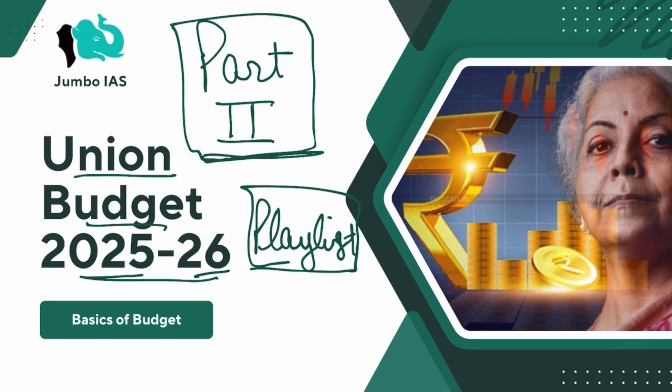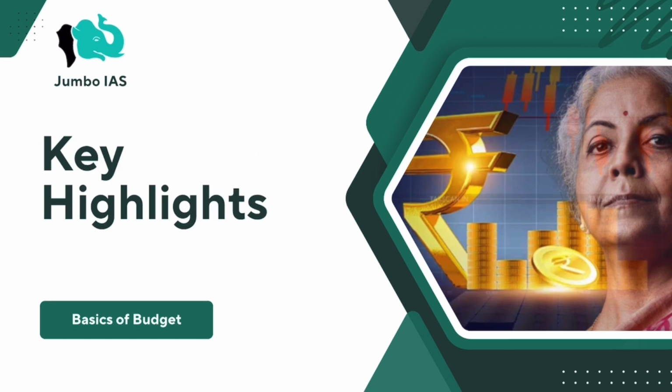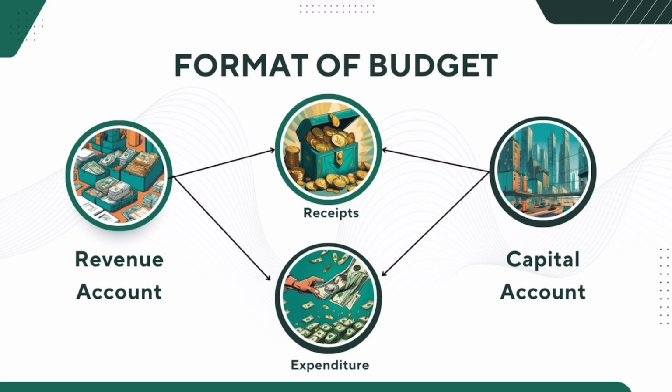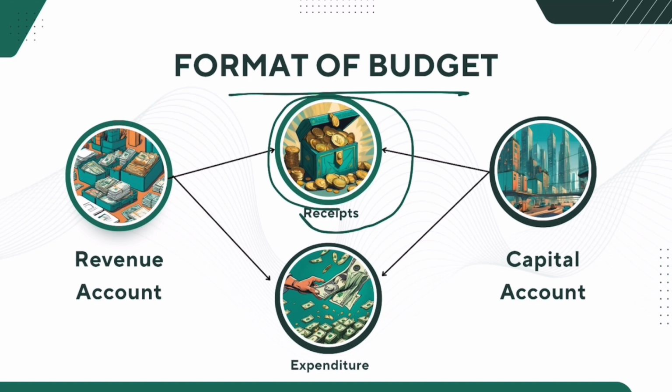All right. Now, this part would be basically focused on key highlights of the budget. Before starting with key highlights of this budget, let's revise a little bit of what was discussed in part 1. So, in part 1, we covered the format of budget. Budget is nothing but receipts and expenditure of the government, right?